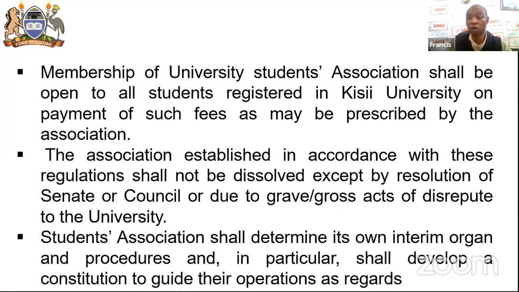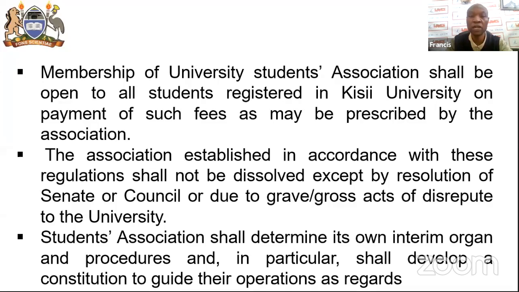Remember that, as I've said again, this is established in accordance with regulations that govern the university establishment, and therefore cannot be dissolved. The student association cannot just be dissolved by the whim of a person. It is a process that must be brought together through the resolution of Senate and Council for it to be dissolved. So you have a very powerful agency that will support your interests, that will value what you stand for.